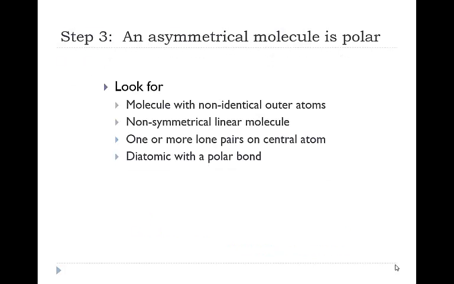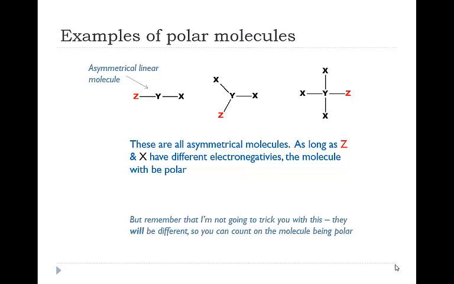So, an asymmetrical molecule is polar. What you're looking for is a molecule with non-identical outer atoms, a non-symmetrical linear molecule, one or more lone pairs on the central atom, or a diatomic molecule with a polar bond. Diatomic means it has 2 atoms in it. Let's look at some examples.